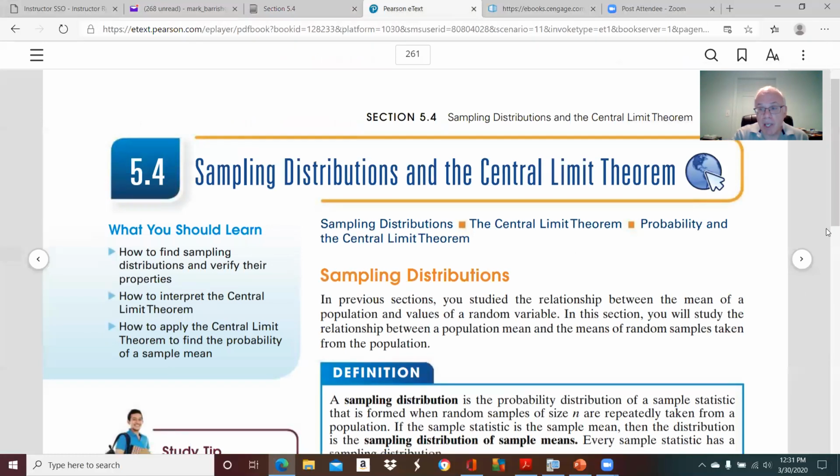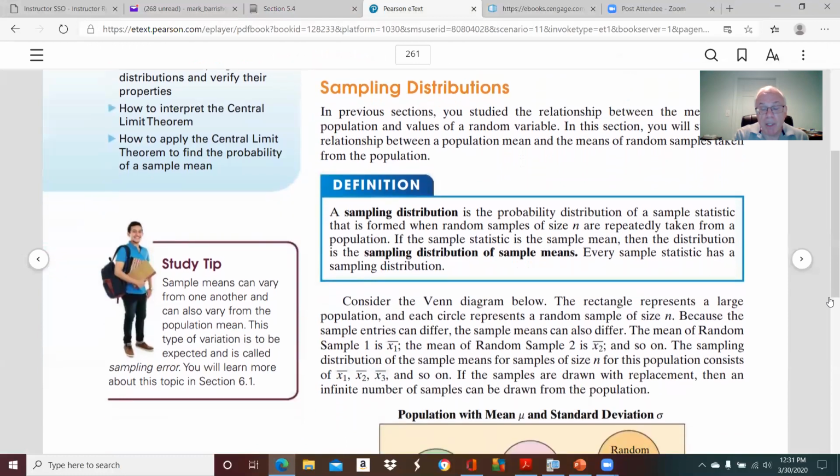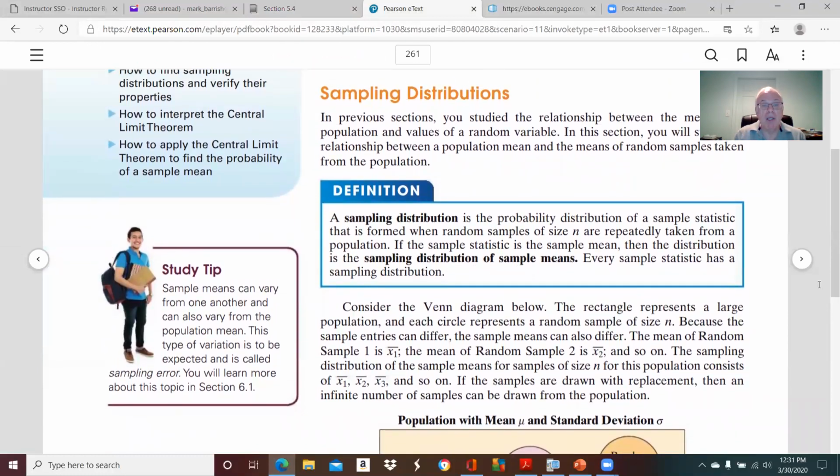So again, this is the Camden County book definition of a sampling distribution. Here it says a sampling distribution is the probability distribution, notice they use the word probability here, of a sample statistic that's formed when random samples of size n, that's the number of people or individuals in the sample, are repeatedly taken from a population. If the sample statistic is the sample mean, then the distribution or list of all of these sample means is called the sampling distribution of sample means. Each sample statistic has a sampling distribution. All right, so those are the definitions there.